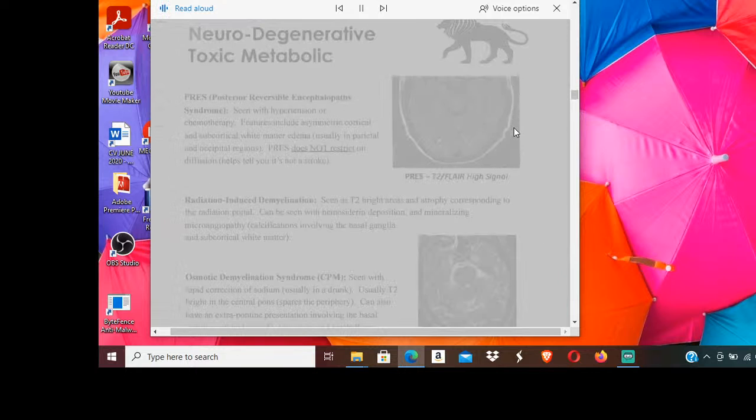Section 3. Neurodegenerative, toxic, metabolic. PRES, posterior reversible encephalopathy syndrome, seen with hypertension or chemotherapy. Features include asymmetric cortical and subcortical white matter edema, usually in parietal and occipital regions. PRES does not restrict on diffusion, which helps tell you it's not a stroke. PRES: T2/FLAIR high signal.